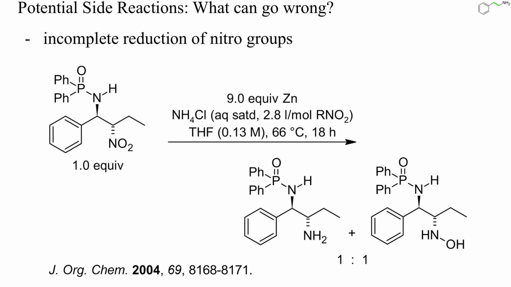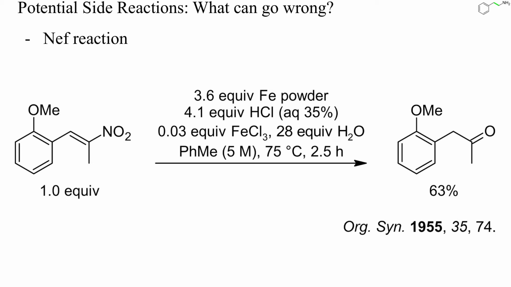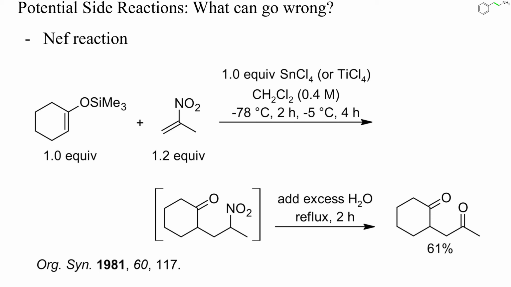Hydroxylamines are strong nucleophiles and can react with carboxylic esters, alkyl halides, and even nitriles if these were used as solvents. Nitroalkanes with alpha hydrogen may also be hydrolyzed to ketones in the so-called Nef reaction. As shown here, this can also occur during the reduction of nitrostyrenes. This is another example of Nef reaction, again under slightly acidic conditions. Nef reactions may be prevented by excluding water and alcohols from the reaction mixture.